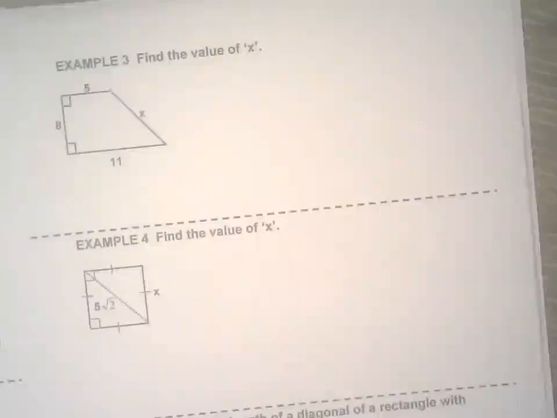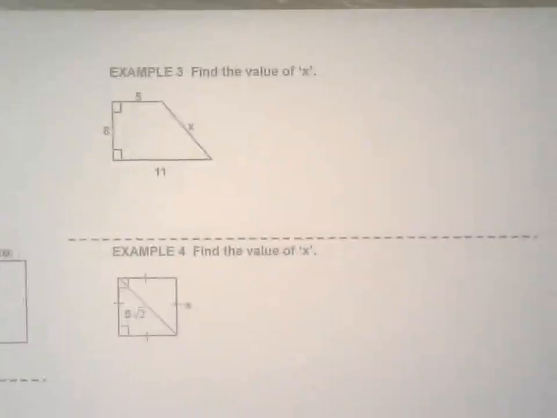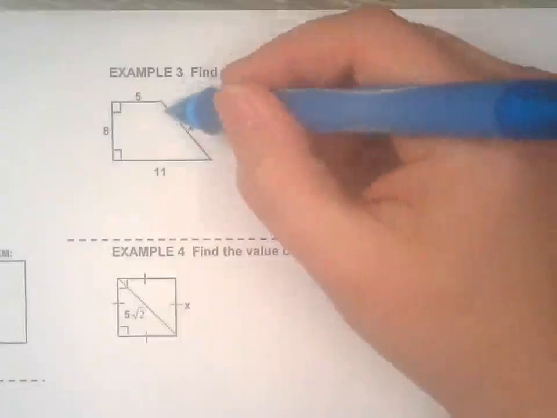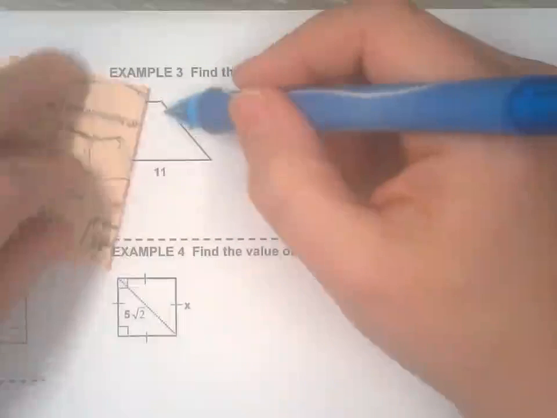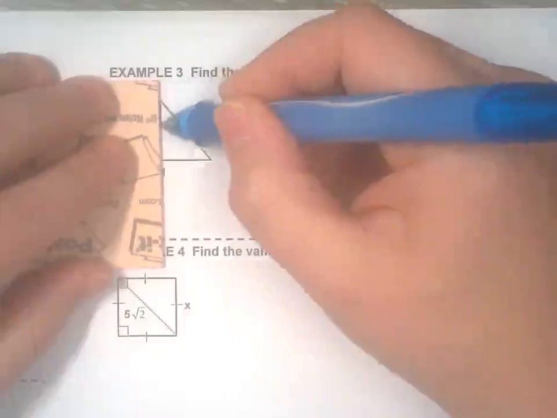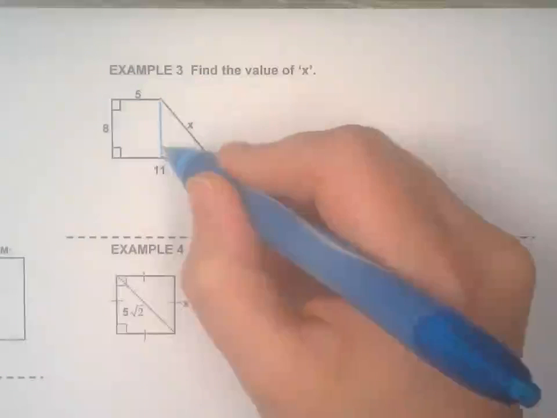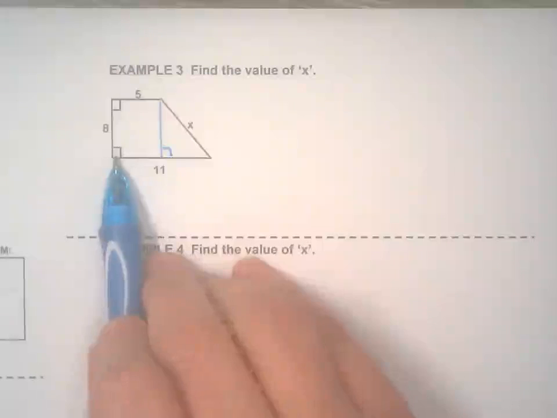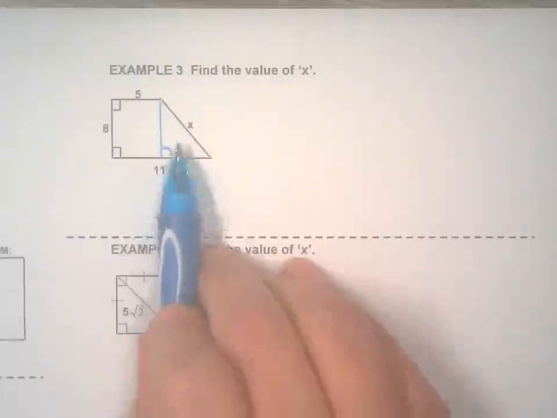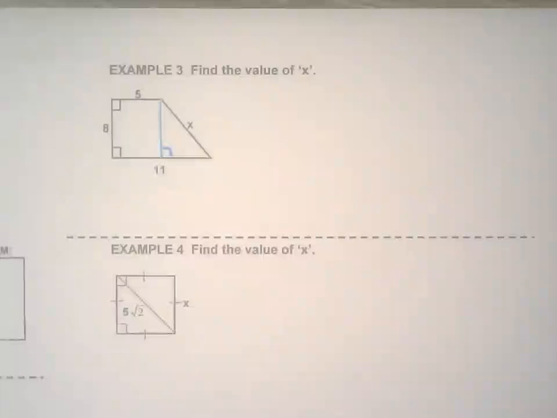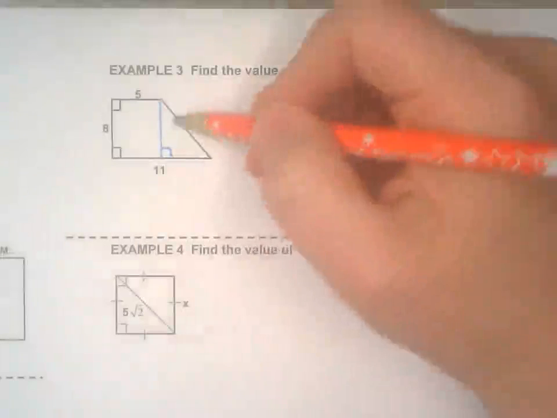Now, number 3, you look at that, you look at me, and you're like, this is not a triangle. Yeah, kind of it is. It's a triangle in disguise. So this is your right triangle right there, because if this is 90 degrees, so is this one. So I'm going to look at this triangle right here. Let me color the triangle for you. So this is the triangle I'm looking at.